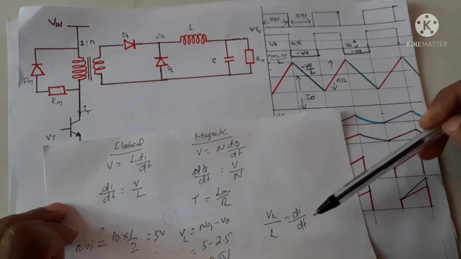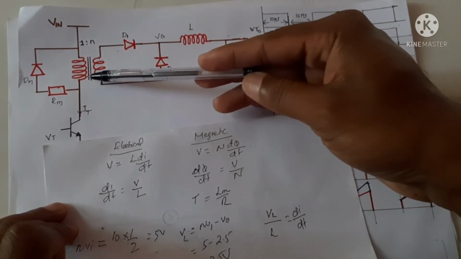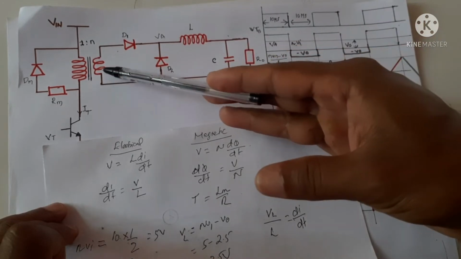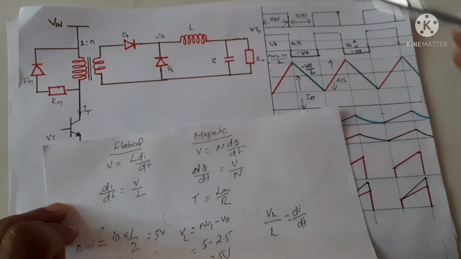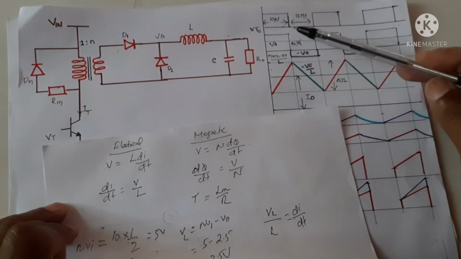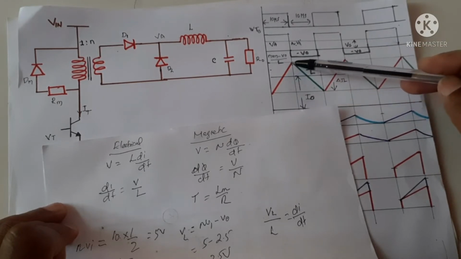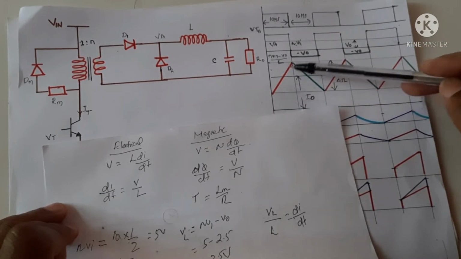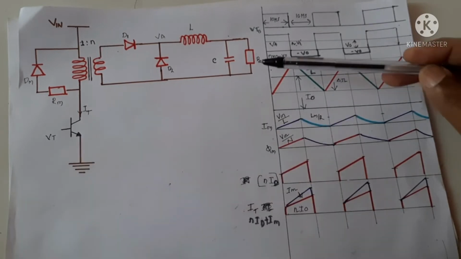If we allow more time, the core will get saturated and there will be no effect of the transformer. So we are only allowing the flux to go for 10 microsecond. So this is the rate at which the current is increasing.